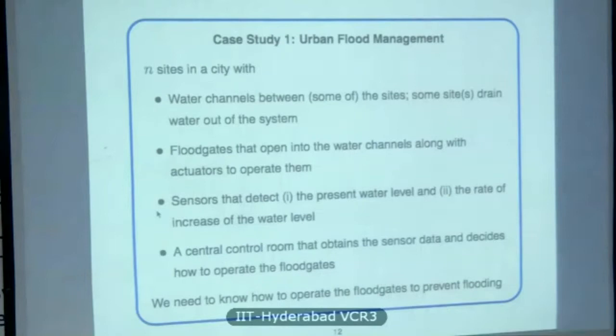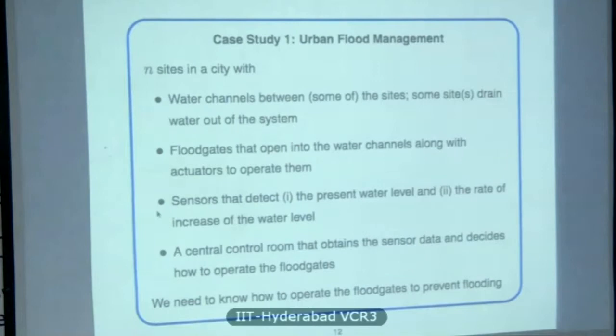So the idea is to prevent flooding in a city. And the problem setting is this. There are N sites in a city, right? Water channels between some of the sites are there. There are pipes between some of those sites. And some sites drain water out of the system, so they drain it into a river.